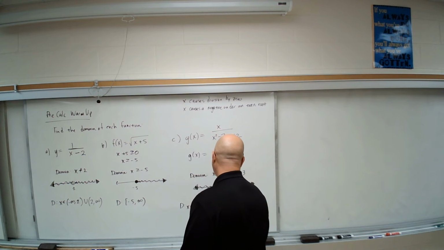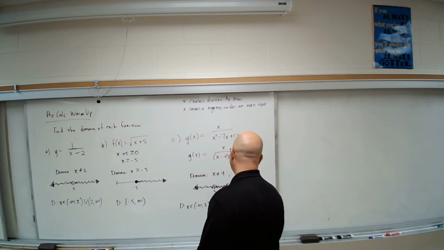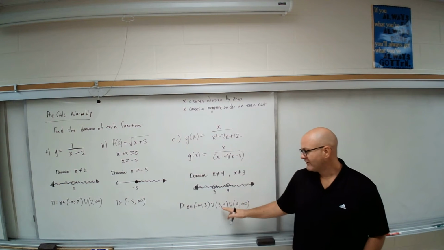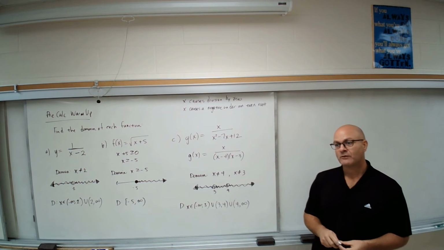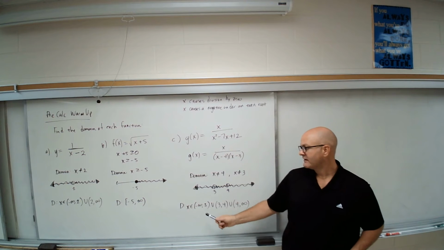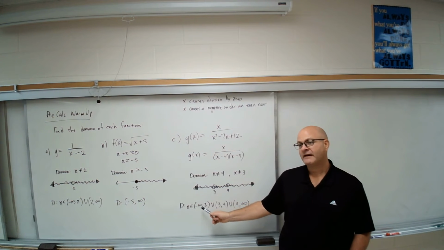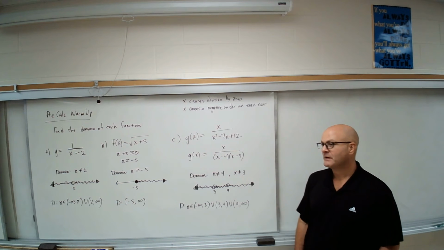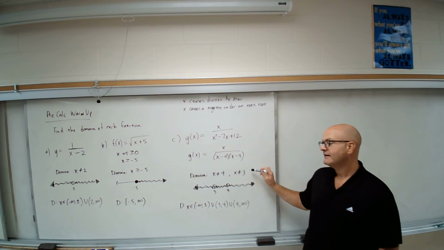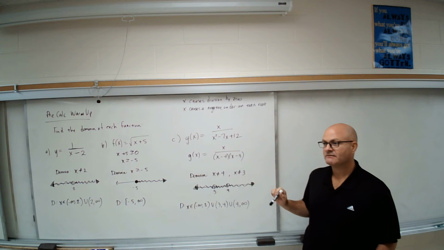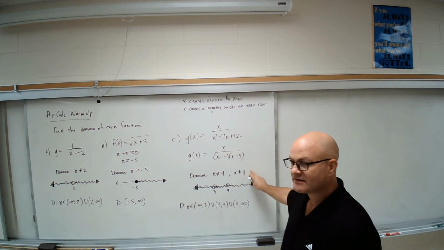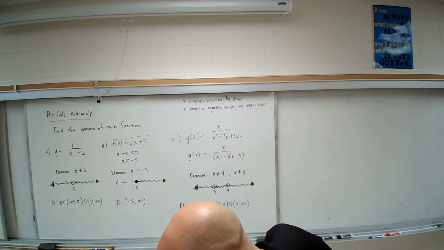Union, and then 3 to 4, and then union 4 to infinity. You'd want to have a union symbol between each interval, right? Because it means or. So it's either between negative infinity and 3, or between 3 and 4, or between 4 and infinity. Again, inequalities are much easier to write, by far. Intervals can be a pain.